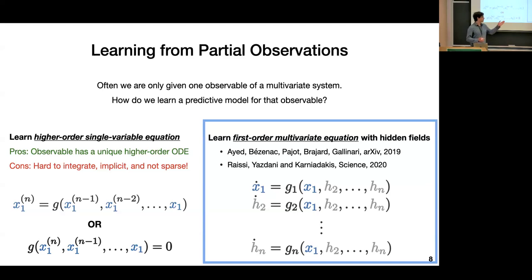So the approach that I'm really going to focus on today is trying to learn a different class of models, which are going to be of first order, but they're going to be multivariate. In particular, we're going to try to predict the dynamics of x1 by making x1 the first coordinate of a multivariate model, where the rest of the coordinates h2 through hn have no data, they're unobserved, but we hope that we can learn them to help drive the dynamics of x1 to fit our observed scalar data.